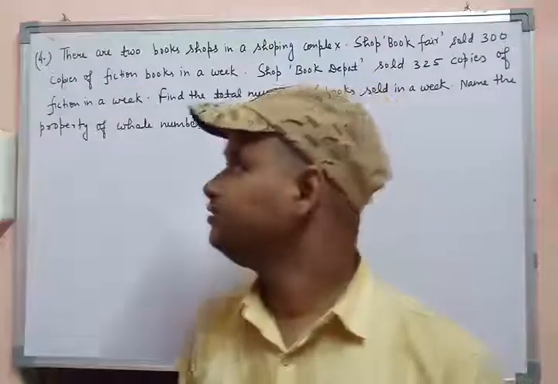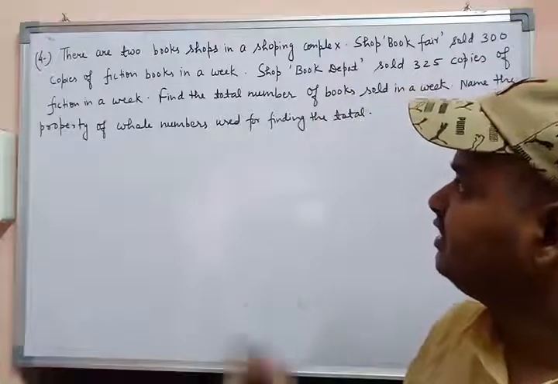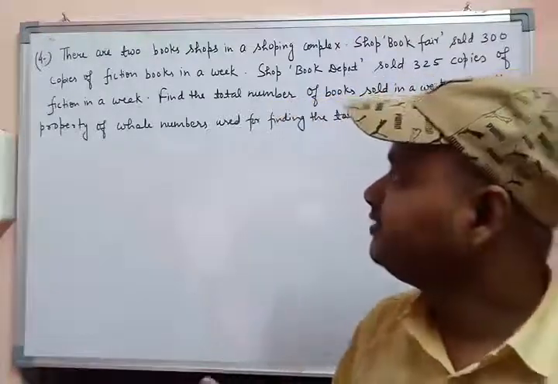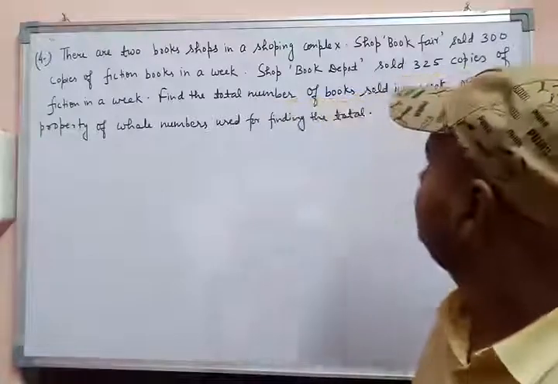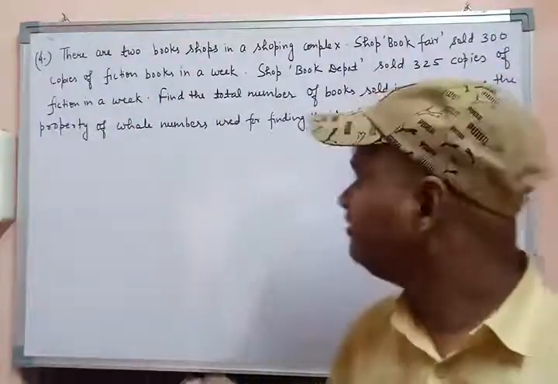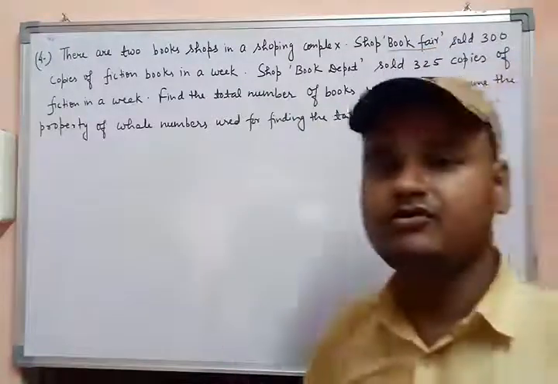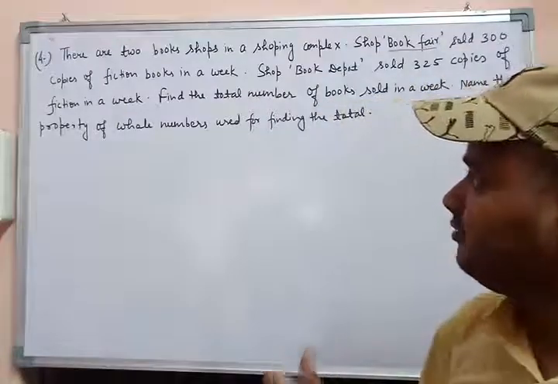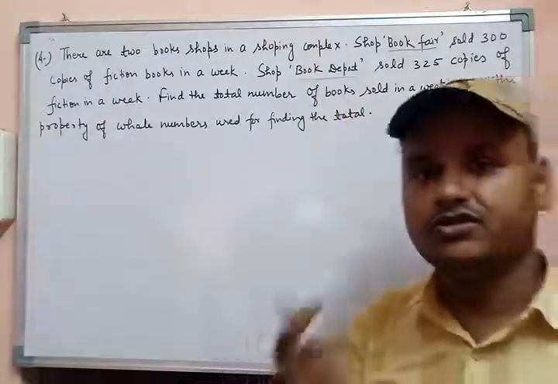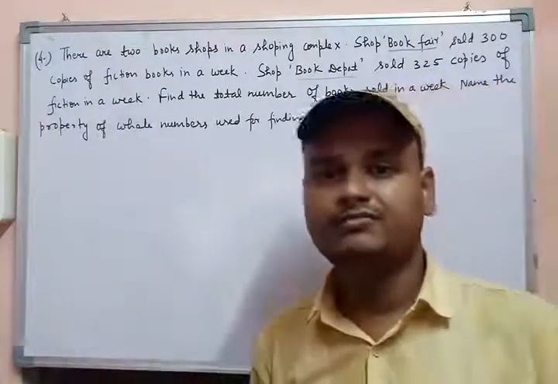Now students, question number 4 is a word problem. So first of all you have to read the question. The question is saying that there are 2 bookshops in a shopping complex. It means there is one shopping complex which has 2 bookshops. Shop Book Fair sold 300 copies of fiction books in a week. It means in one week one shop, named Book Fair, sells 300 copies of fiction books. And shop Book Depot, the other shop, sells 325 copies in a week.